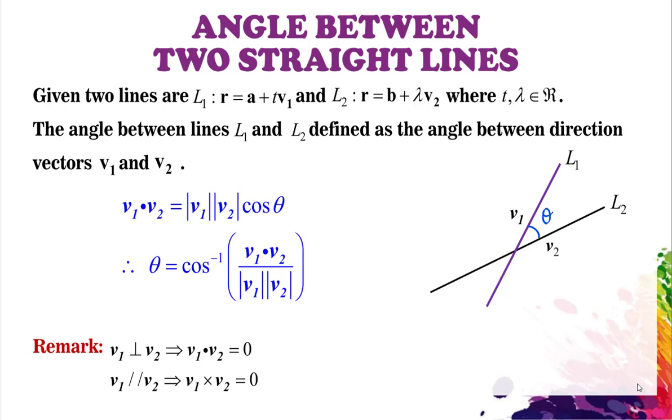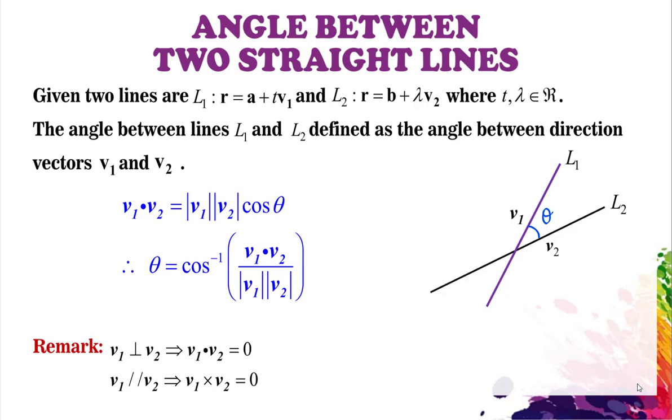Given two lines r equal to a plus t v1 and r equal to b plus lambda v2, where t and lambda are real numbers, the angle between line 1 and line 2 is defined as the angle between direction vectors v1 and v2. By scalar product definition, the angle equals inverse cos of v1 dot v2 divided by magnitude v1 times magnitude v2.